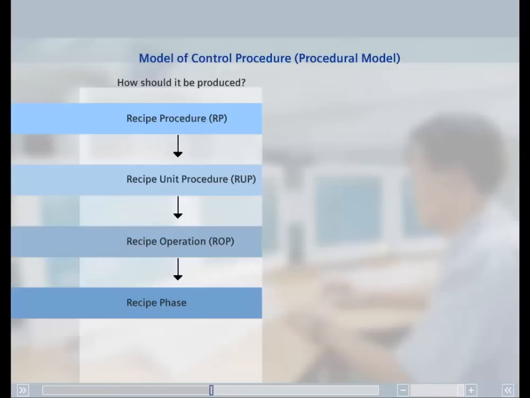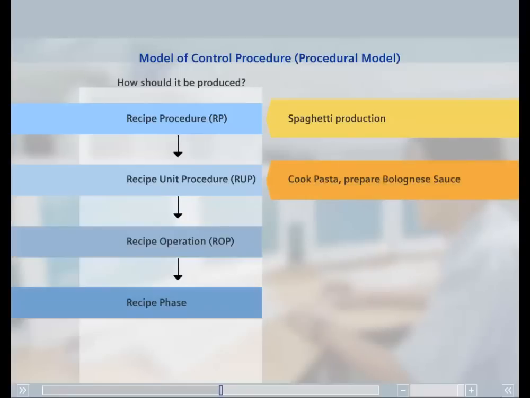The instructions for preparing the spaghetti in our kitchen example might be as follows. The produce spaghetti instructions are mapped to the recipe procedure. The instructions for cooking the pasta or preparing the sauce are each mapped to a unit procedure, since these activities take place in different units.